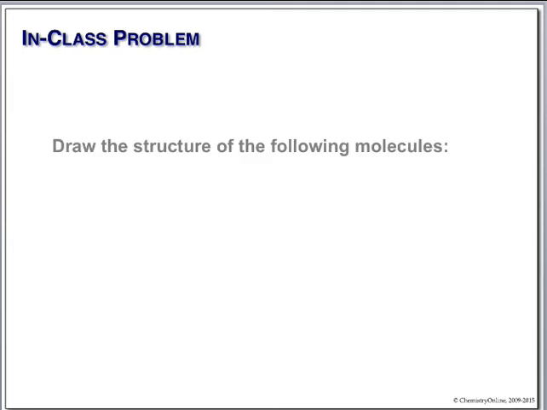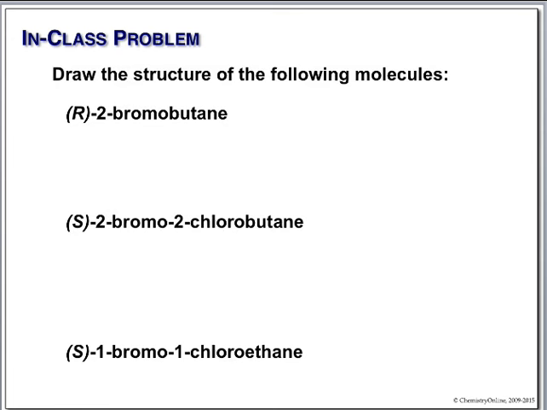Let's do it backwards. I'll give you a name, and you get to draw a structure. For 2-bromobutane, that's a simple molecule. You need a butane chain, right? Our chiral center is going to be where the bromine's attached. That's carbon number 2. On that, we're going to have a hydrogen, right? Now, you want to be good to yourself and start off by putting the hydrogen to the back, right? That will put the bromine forward. So we could draw it like this.